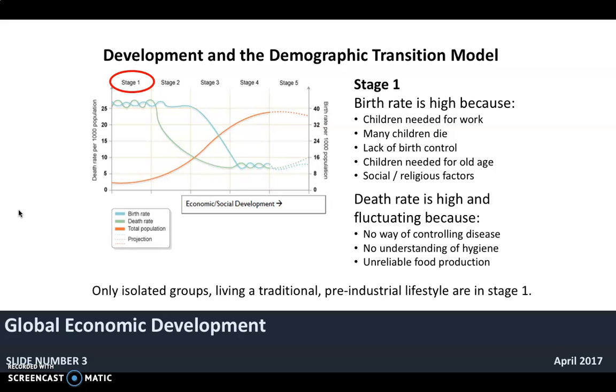So you've got a high birth rate because children might be needed for work and lots of children might die. It could be the case you've got no birth control. And that could be also linked to social and religious factors as a reason why maybe contraception is not used, or anything to do with why big families are preferred. You've got a high death rate because you've not got good enough medical facilities to be able to give people vaccinations. There's no way of controlling disease. You've probably not got a good understanding of hygiene, simple things like washing hands, and it also might be the case that food production is very unreliable.